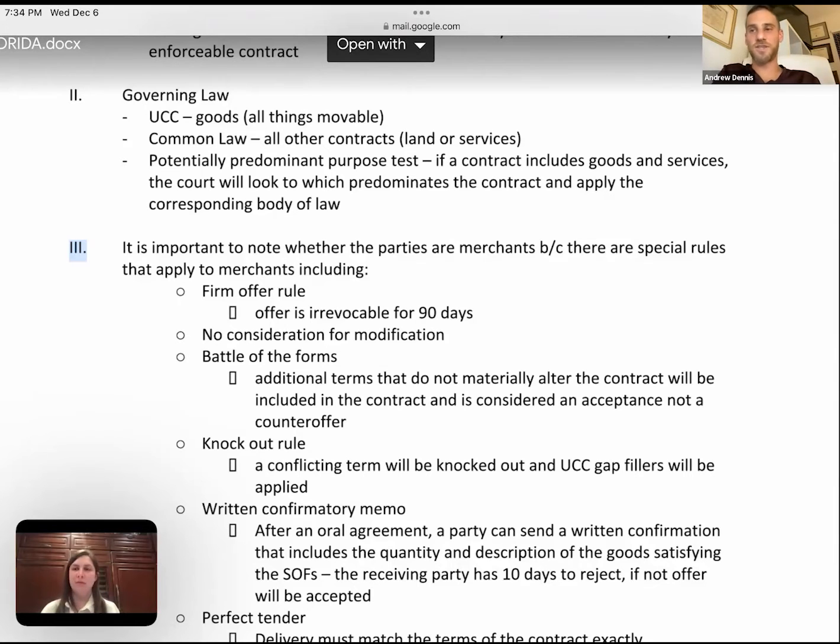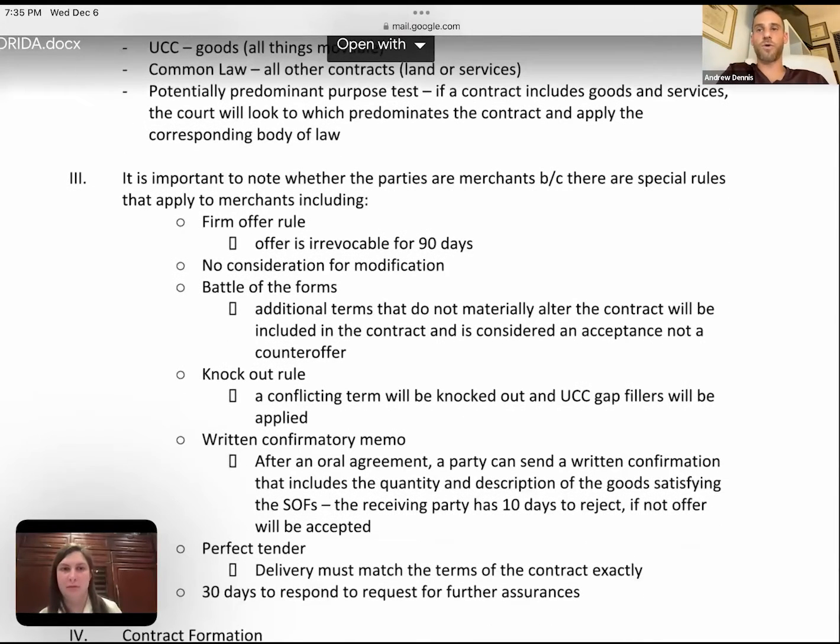And why is that important? Because it's important to note that there are special rules that apply to merchants, right? There's the firm offer rule, no consideration necessary for modification, the battle of the forms provision, knockout rule, written confirmatory memo rule, perfect tender rule, and 30 days to respond to a request for further assurances rule. These are some of the ones that the student and I, who can't get into the Zoom right now, fleshed out today.